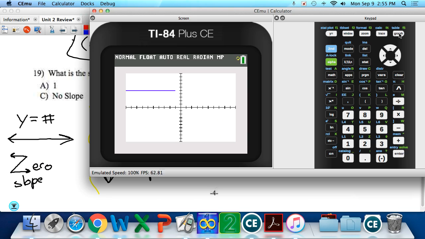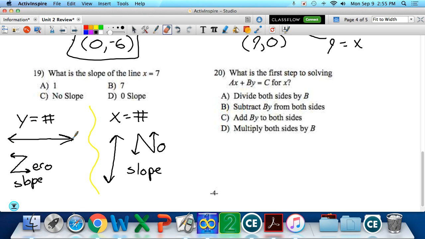We can graph the horizontal ones. We can graph the zeros. We can graph the y equals. We cannot graph these other ones. And because we can't graph them, it is no slope. I like calling it undefined slope personally, but I'm okay with no slope. I don't lose sleep over it.